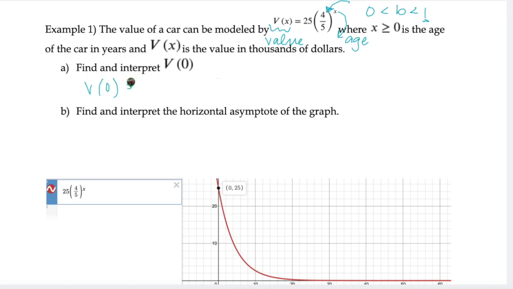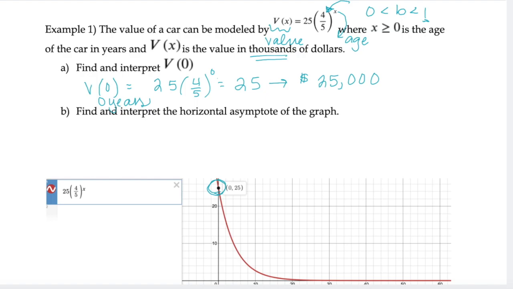When I substitute 0 years into my function, what will we expect? So I'll take 25 times 4/5 to the power of 0, which is 25, since anything to the 0 power is 1. And this is in thousands. This represents then 25,000. This tells us that when we purchase this vehicle, its base value would be 25,000. It is not a coincidence then that we see that as the y-intercept within our graph.